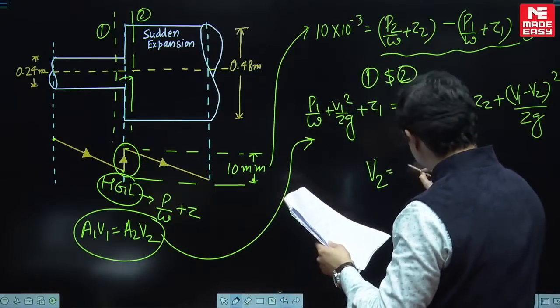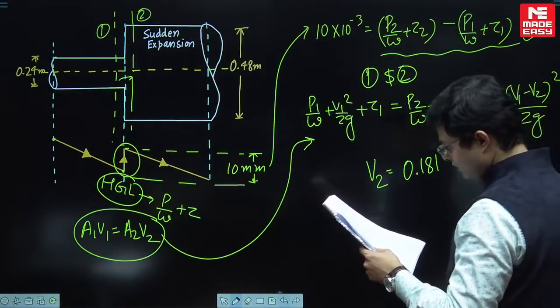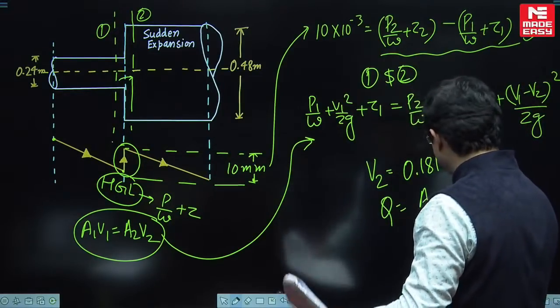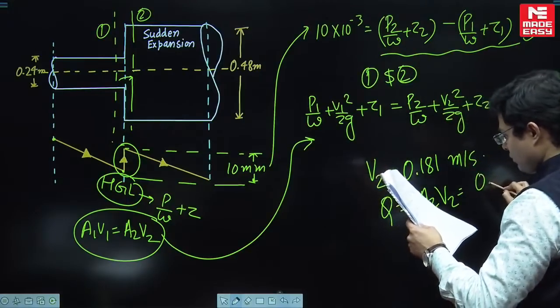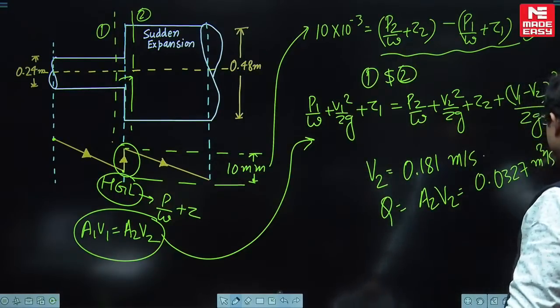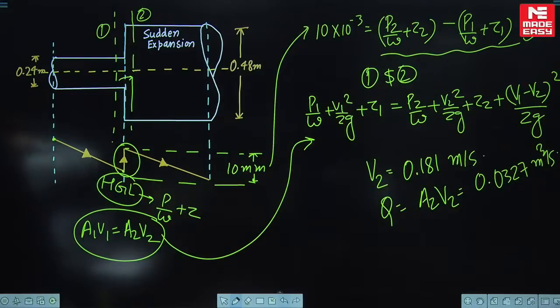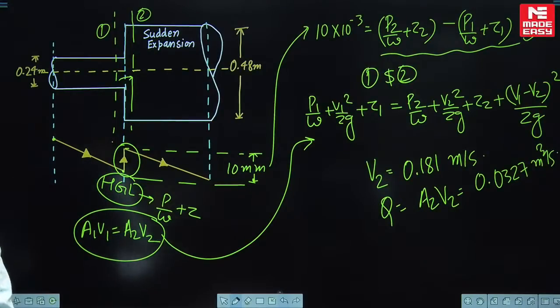I am giving you the answer. V2 will come out to be 0.181 meter per second. And discharge will come out to be A2 into V2, and it will come out to be 0.0327 मीटर क्यूब पर सेकेंड. फैंटास्टिक क्वेश्चन यार, अव्वल दर्जे का सवाल है. अरे वाह, कुछ कुछ लोगों ने सही किया है, कुछ कुछ लोगों ने करेक्ट किया है. बहुत ही उम्दा बच्चों. ब्यूटिफुल.